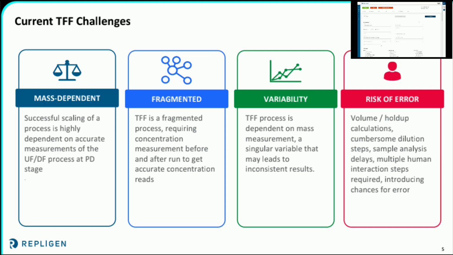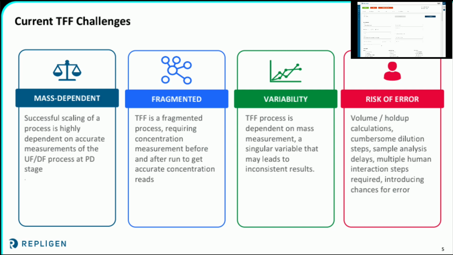TFF is also a fragmented process. As you know, you've got your weigh scales, you've got your pumps and your sensors and everything in there. And so having them all communicate with each other can really help bring the fragmentation of your TFF process together to work in unison. And then variability, we know that, as I mentioned in the other two buckets, that it's very dependent on mass, and even a singular variable that has inconsistency can lead to very inconsistent results.